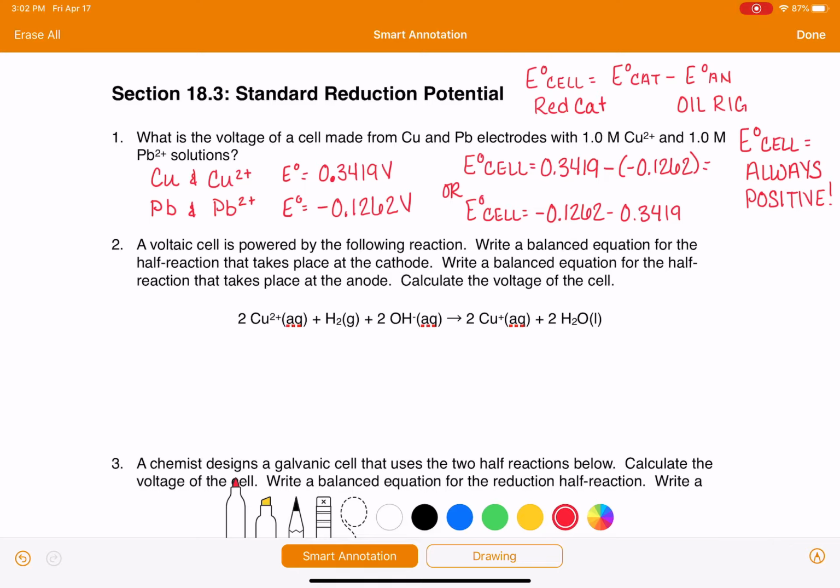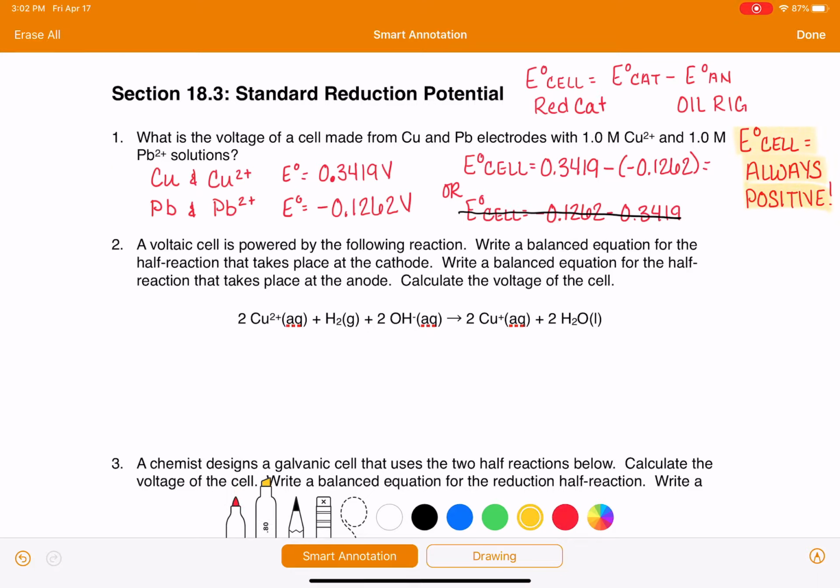And I've told you, and I promise, that when you do this type of calculation, only one of these versions of E cell is going to give you a positive number. One will give you a positive number, one will give you a negative number. I can see that this one is going to give me a negative number, which means it's not correct. We don't need to know which one is the cathode. All that we need to know is that E cell is always positive.